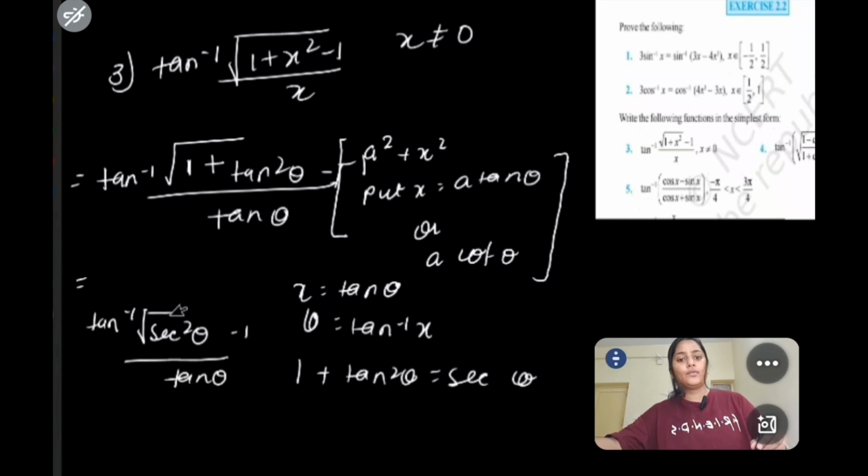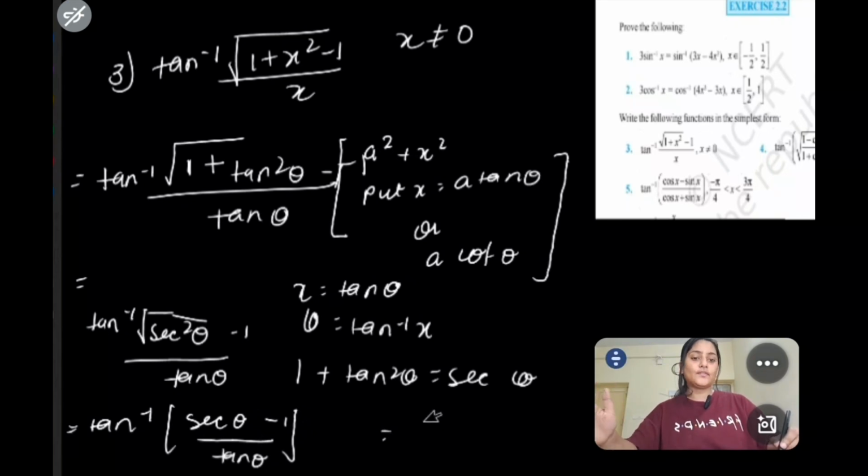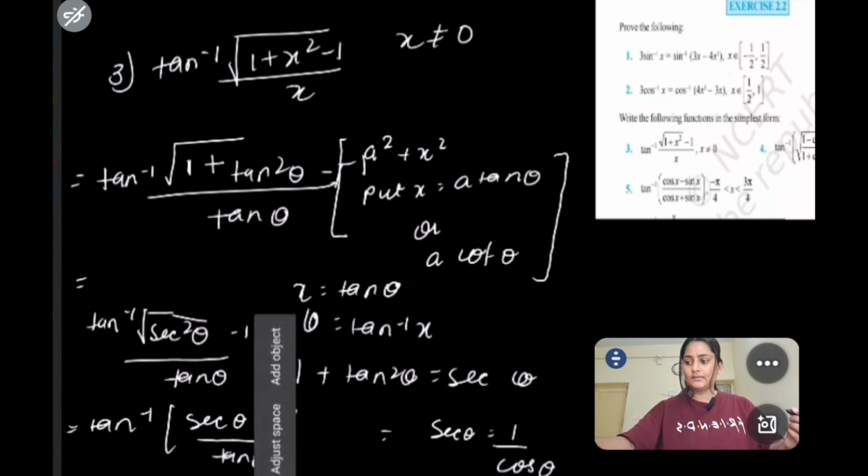Now it is under root, so we will directly write it as sec theta. Tan inverse of (sec theta minus 1) upon tan theta. Now we know one formula as well; trigonometry is full of formulas. You have to remember that sec theta equals 1 upon cos theta, and tan theta equals sin theta upon cos theta. Let me add it to another page.